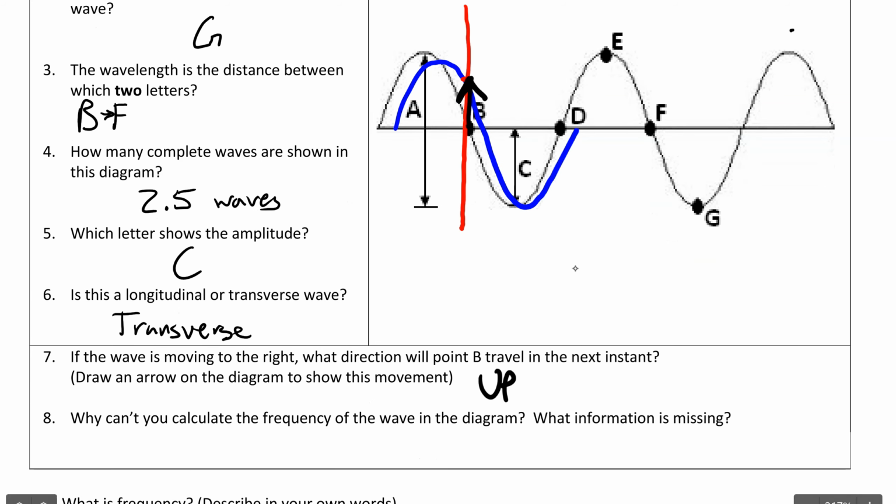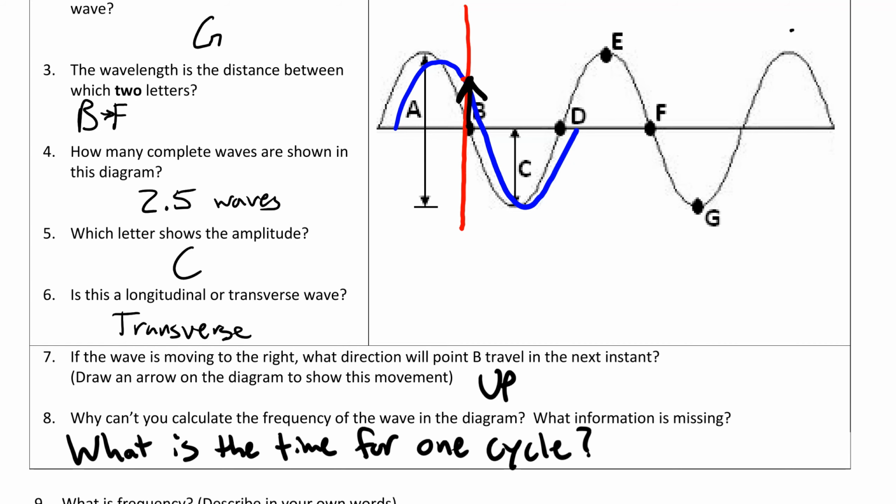Cool. Number 8. Why can't you calculate the frequency of the wave in the diagram? What information is missing? Topic 13.2. So at the beginning of the video here, I said that normally I do these lessons in a different order, and you know what frequency is first. But in the next lesson, we'll talk about that. So why can't you calculate the frequency in the diagram? You don't know how much time for one cycle. In other words, what is the period?